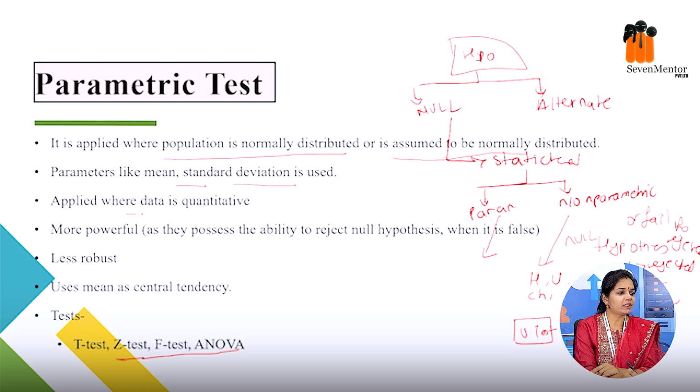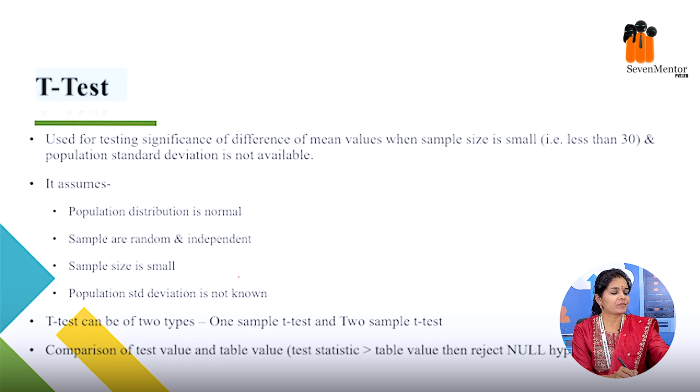Okay, applied where data is quantitative. They are more powerful as they possess the ability to reject the null hypothesis. While implementing in the coding part and analyzing, we'll come to know that they are more powerful. Okay, less robust. It uses mean as central tendency. Okay, yes. So let's start with the first one, the t-test. Where is it used? The t-test is for testing the significance of the difference of mean values.